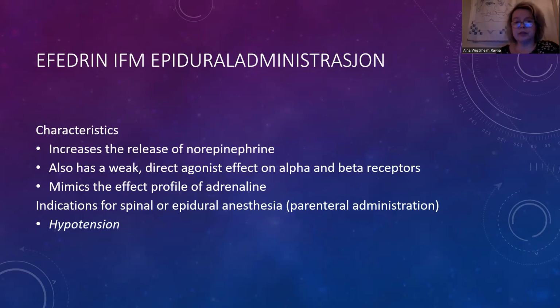Ephedrine may also be used for epidural administration. Ephedrine increases the release of norepinephrine, and it also has a weak direct agonist effect on alpha and beta receptors. Ephedrine mimics the profile of adrenaline. And it is used in spinal and epidural anesthesia for hypotension.